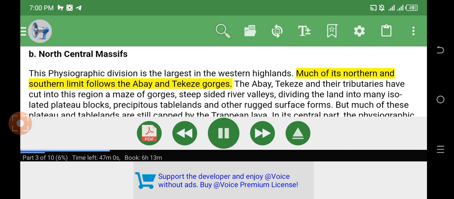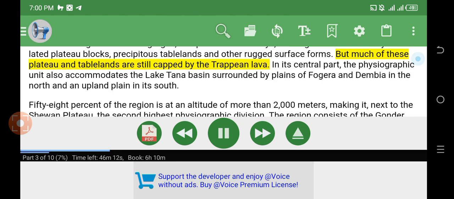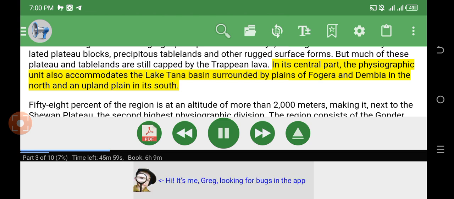The Abay, Tekeze and their tributaries have cut into this region a maze of gorges and steep-sided river valleys, dividing the land into many isolated plateau blocks, precipitous tablelands and other rugged surface forms. But much of these plateaus and tablelands are still capped by the Tropine lava. In its central part, the physiographic unit also accommodates the Lake Tana basin surrounded by the plains of Fogera and Dembia in the north and an upland plain in its south.